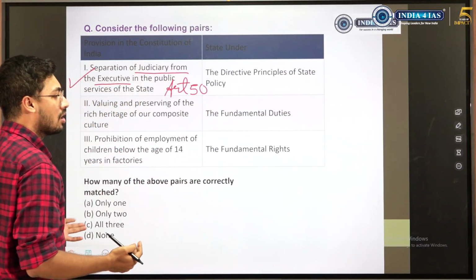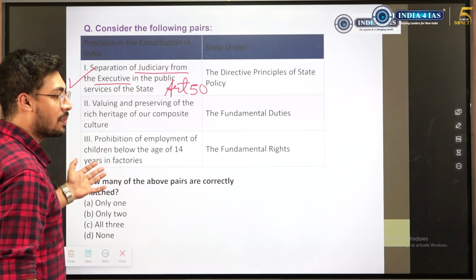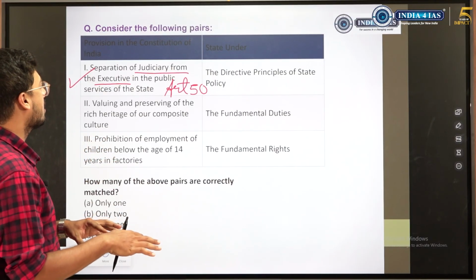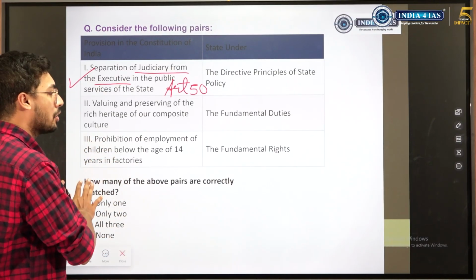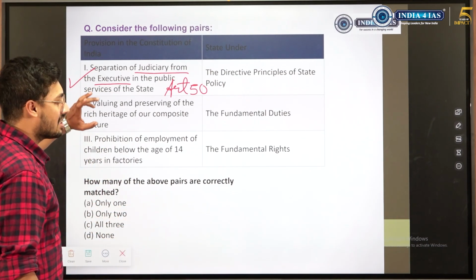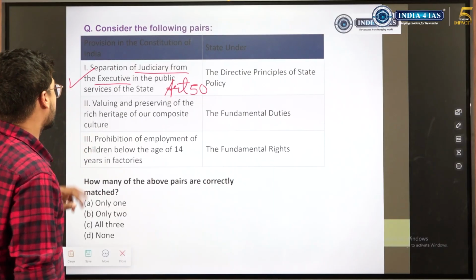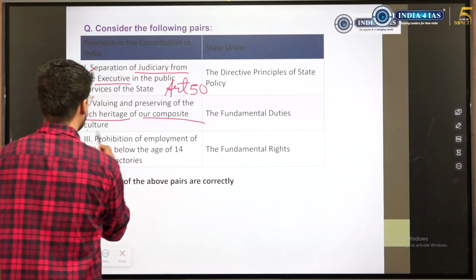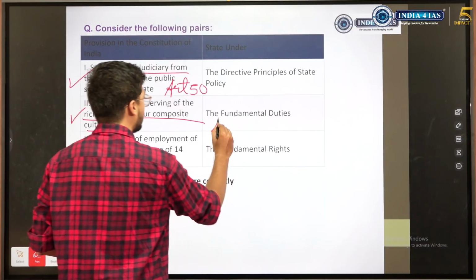Like we already spoke, constitutional supremacy is needed, separation of powers is needed, and if there is separation of powers, there will be liberty. So for all this, we need separation of executive and judiciary. So many questions have been asked based on this theme, so just try to vary slightly. Valuing and preserving the rich heritage of our composite culture is a fundamental duty under Article 51A.